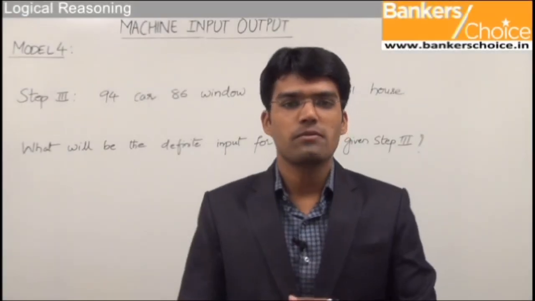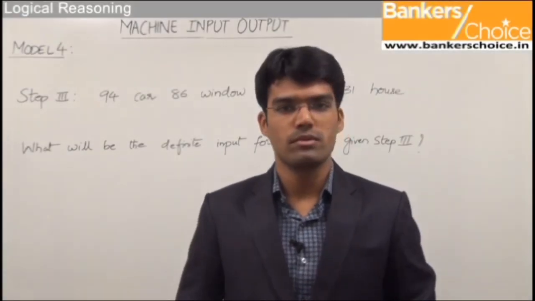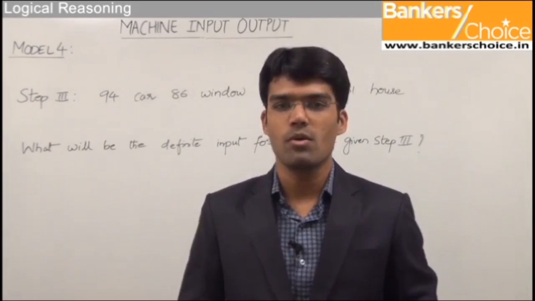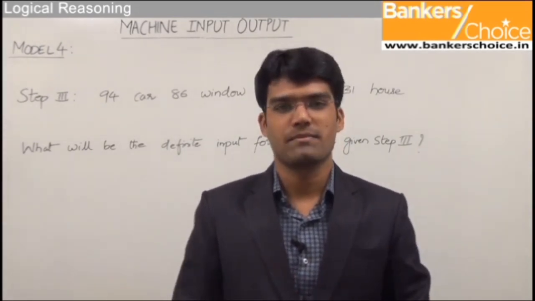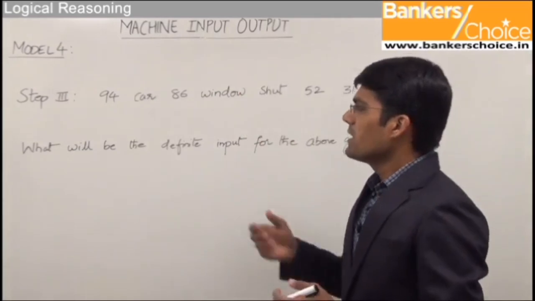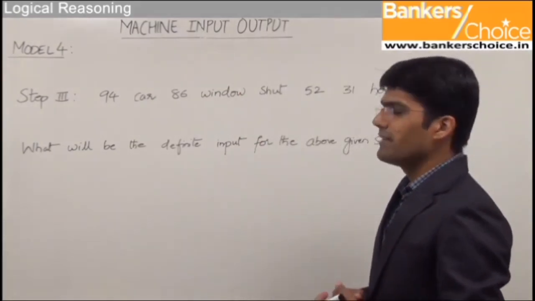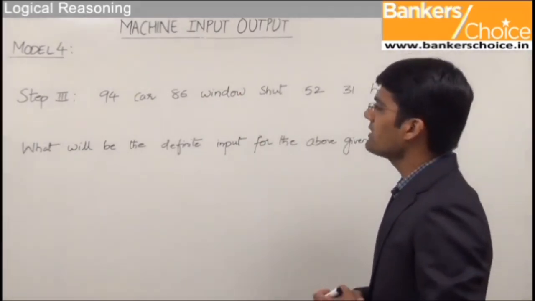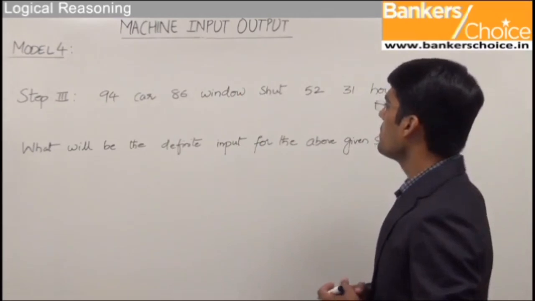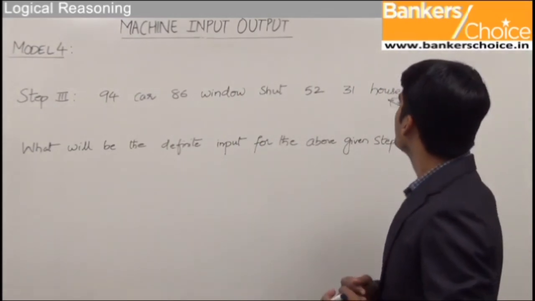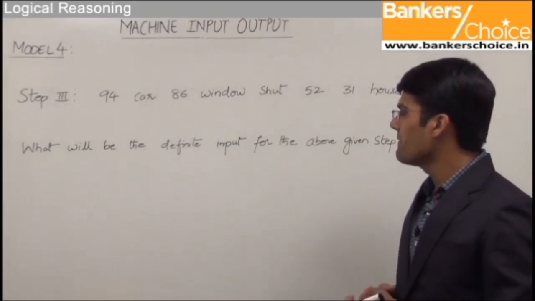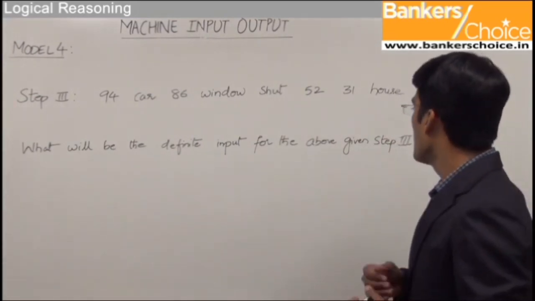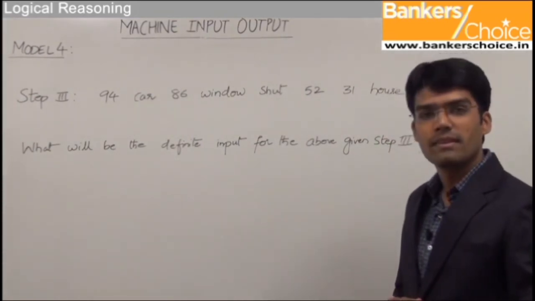Let us now look at the 4th model from machine input output, where we are supposed to find out a definite previous step for the given particular step. In the given question, it says the step 3 is 94, car, 86, window, shut, 52, 31, house. And the question is, what will be the definite input for the above given step 3?